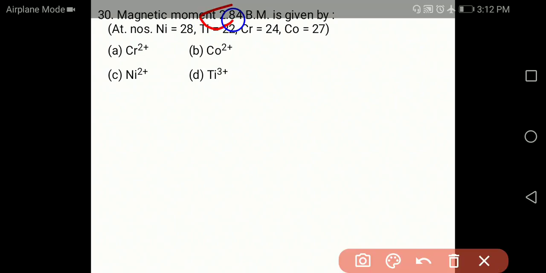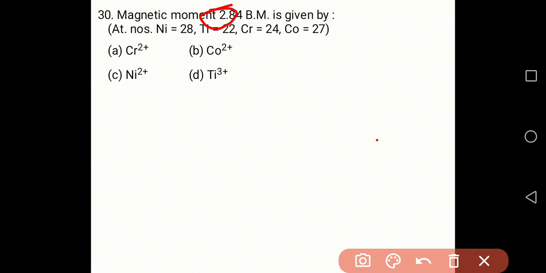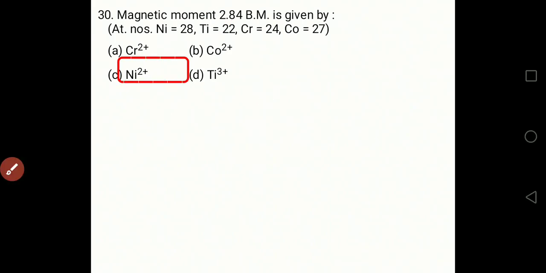Remember 30, magnetic moment 2.84 Bohr magneton is given. By 2.84, remember, in this particular case the digit indicates unpaired electrons. In which case are unpaired electrons there? See here, very famous one, Ni2+, 3d8 configuration, correct? 3d8 configuration means it is always plus 2, so 2 unpaired electrons are present in the case of nickel. So the answer for this question is, remember, C.